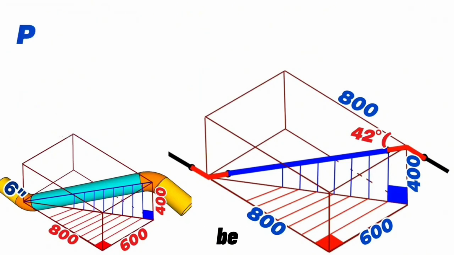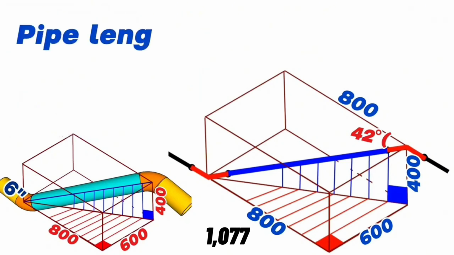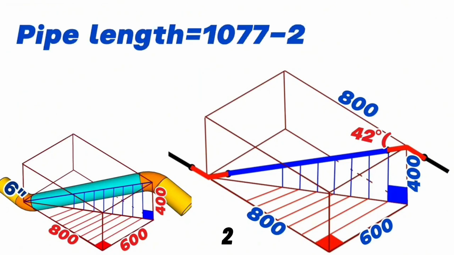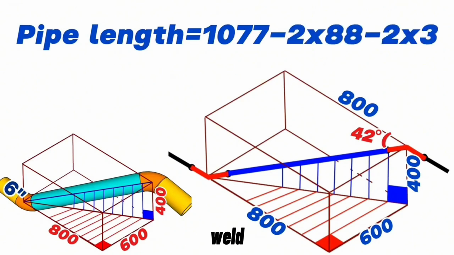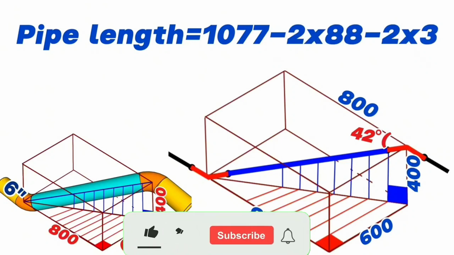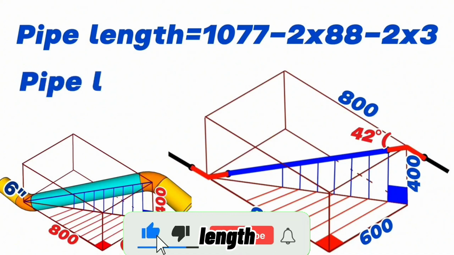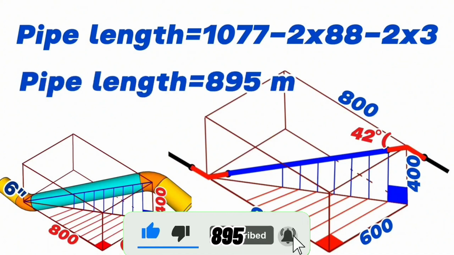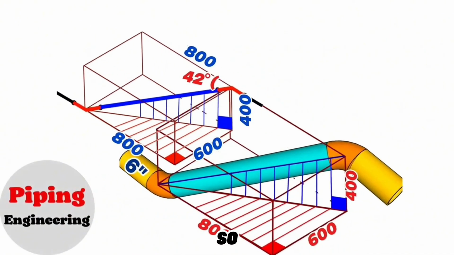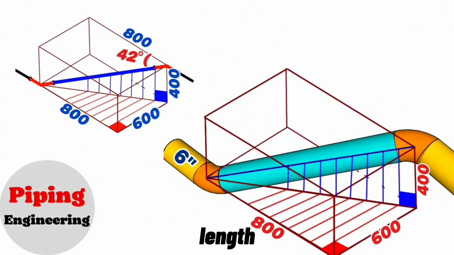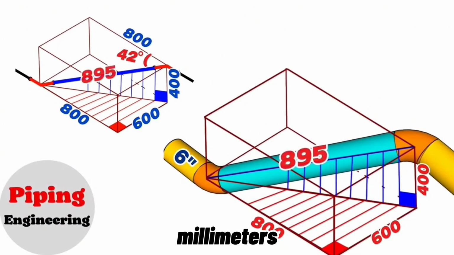So, pipe length will be equal to total length 1077 millimeters, minus 2 times 6-inch 42 degree butt weld elbow dimension 88 millimeters, and minus 2 times gaps for welding 3 millimeters. At last we calculated and found pipe length will be equal to 895 millimeters. So, we found that blue pipe section length will be 895 millimeters. By using this method, you can easily calculate pipe lengths in any pipelines.